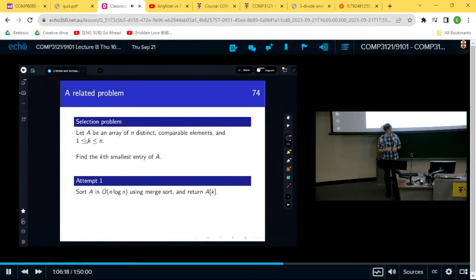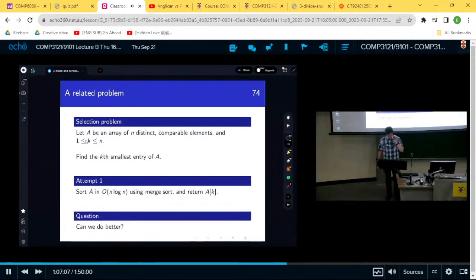Our first attempt to find the k-th smallest entry would be to sort our array, and then we return the element at the k-th position. But the problem is that this requires us to sort, which takes running time order n log n. So this is too slow because we actually want to do it in time order n only. The selection problem is easier than sorting because sorting actually solves the selection problem for every possible k at the same time. We only need to solve the selection problem now for one value of k. The question is, can we do better than sorting?